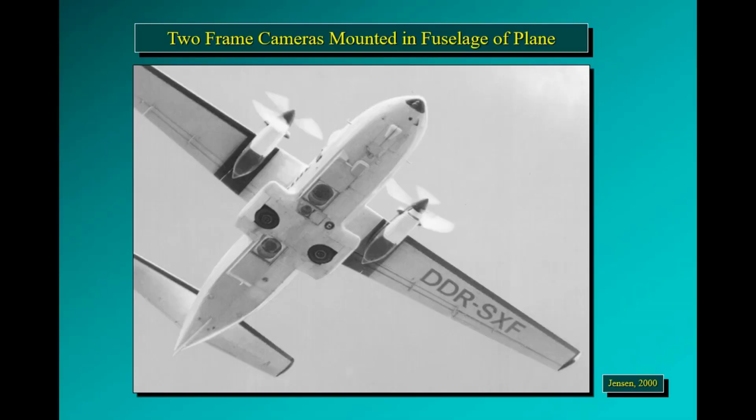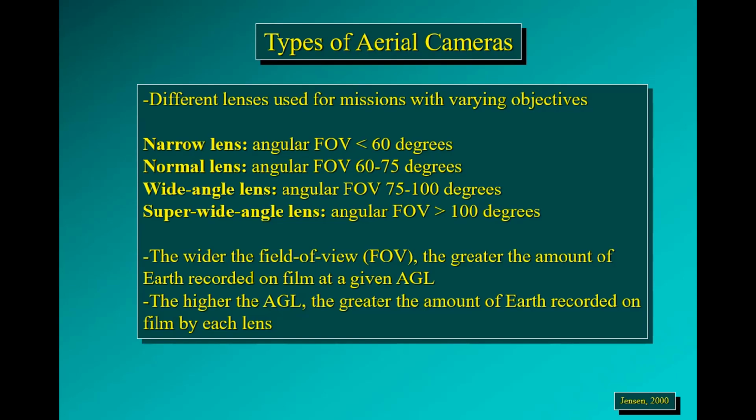This photograph is of the underside of an aircraft in flight that is used for aerial photography acquisition. And what we see are two frame cameras, the portals for those that are mounted within the fuselage of the plane. So again, we have light that is being allowed to pass through from the underside of the plane into our camera system. We have different types of lenses that are used in aerial photography for different types of missions with varying objectives. So we have available to us a narrow lens, for example, and that is where the angular field of view is less than 60 degrees.